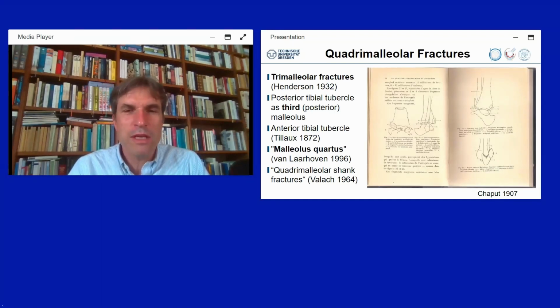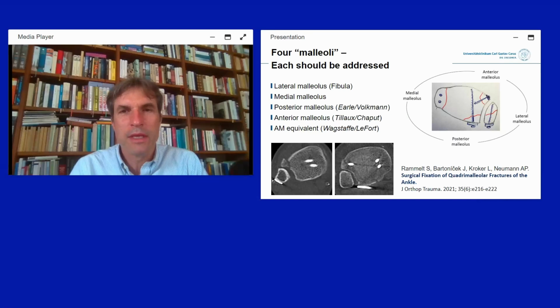I was amazed even to find one article written in Czech called quadrimalleolar shank fractures, but in fact this person described one ankle fracture with fracture of all the 4 pillars or malleoli. And so if displaced and unstable, they should probably all be addressed.